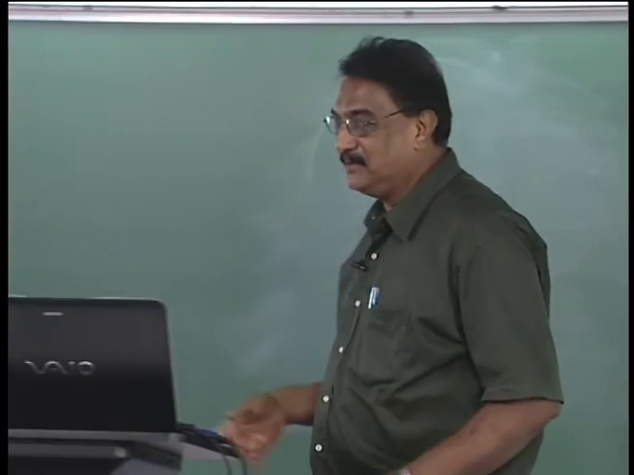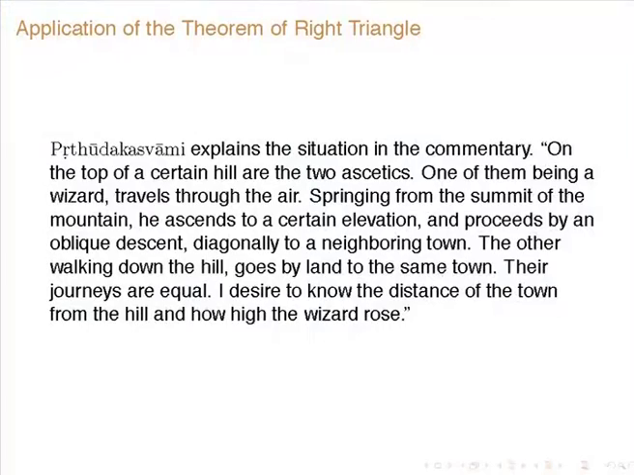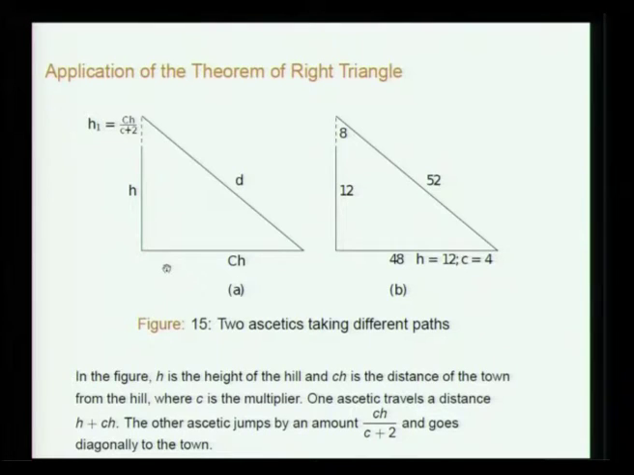Okay, I mean it is just somewhat mysterious, where is the mountain, where is the leap and all that. But Prthudaka Swami, the commentator, will give some detail. He explains the situation in the commentary. On the top of a certain hill are 2 ascetics. One of them, being a wizard, travels through the air. Springing from the summit of the mountain, he ascends to a certain elevation and proceeds by an oblique descent diagonally to a neighboring town. The other, walking down the hill, goes by land to the same town. Their journeys are equal. I desire to know the distance of the town from the hill and how high the wizard rose. So, what is being discussed is the following.